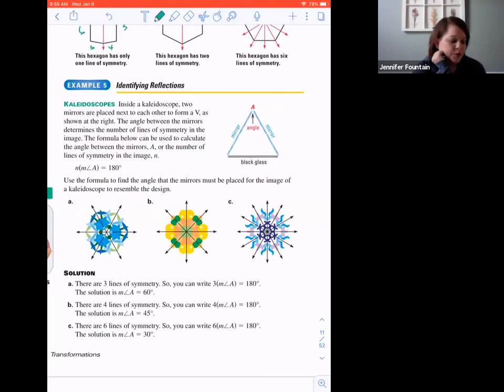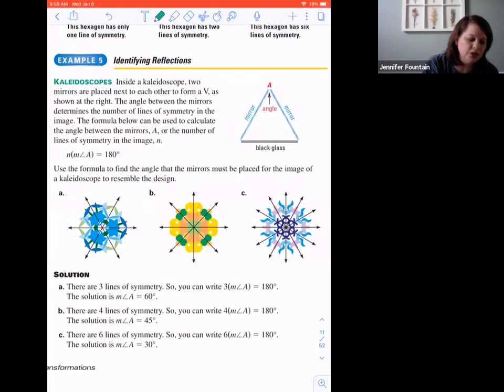Example 6, identifying reflections, and it talks about a kaleidoscope. I don't know about you guys, but if you've ever looked through a kaleidoscope, surely we've all been able to look through one at some point. How fun it is to shine it up at the light and then turn it and watch how all those things move around. But in the kaleidoscope, you're seeing reflections because it's made up with a system of mirrors in there. And so when you turn it and the mirrors move and it reflects the object, it's reflecting and showing us patterns of symmetry. But the number of lines of symmetry depends on the object.